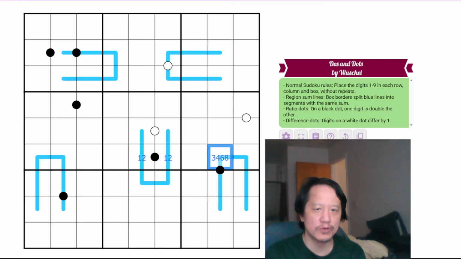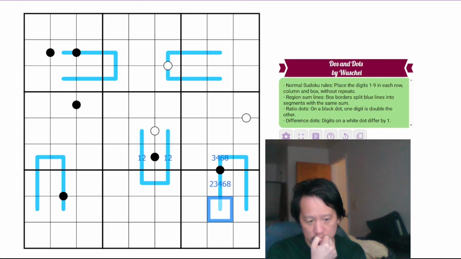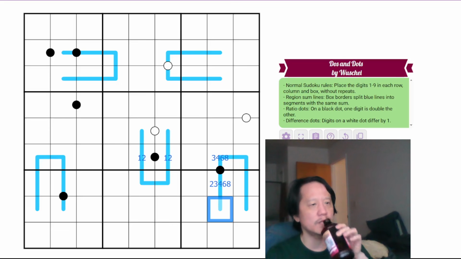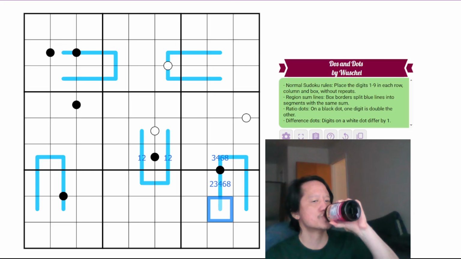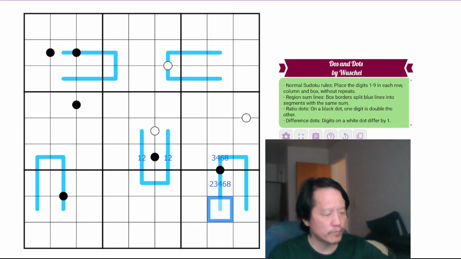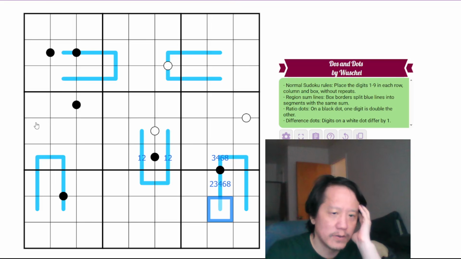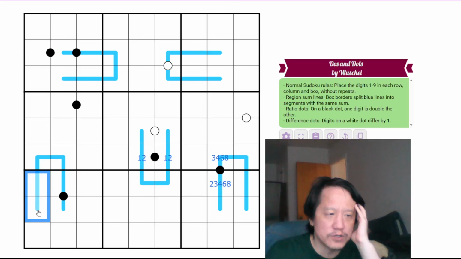If 8 were here, we'd have to have a 4 there. If this is 6, that's 3. If this is 3, that's 6. If this is 4, it's 2 or 8. These add up to essentially what these digits are.